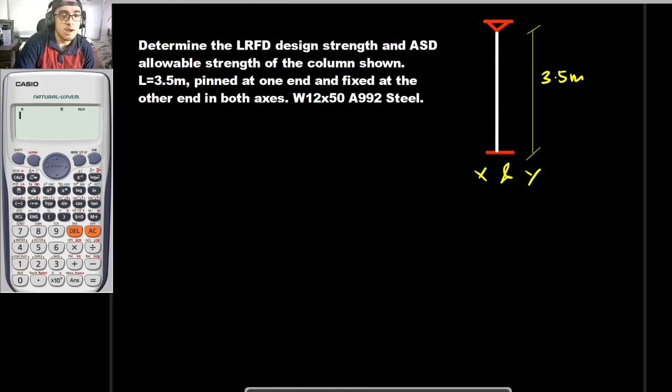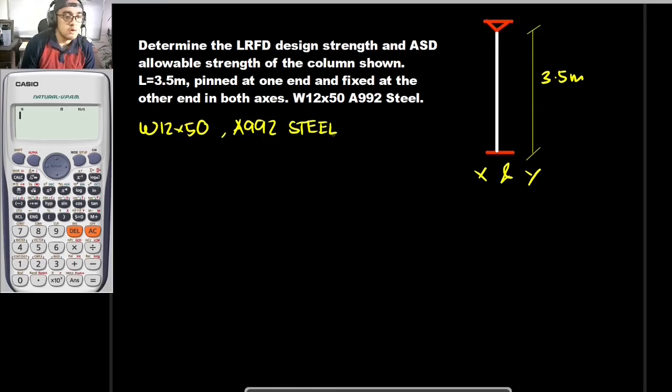So, nakaganyan siya. In some cases kasi, meron yung mga steel connections natin na sa X-axis niya, ganito yung setup, pero yung sa Y-axis niya, iba. Like, fixed yung dalawang support. So, for example, ganun siya. Pero dito naman, sinabi niya na pinned at one end and fixed at the other end in both axes. So, X and Y, ganyan siya. And the section that we would be using is of W12 by 50, A992 steel.